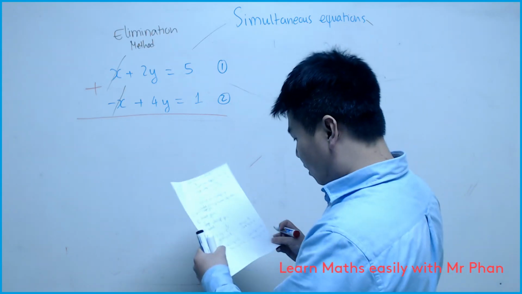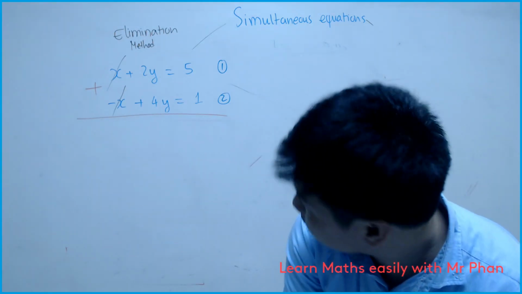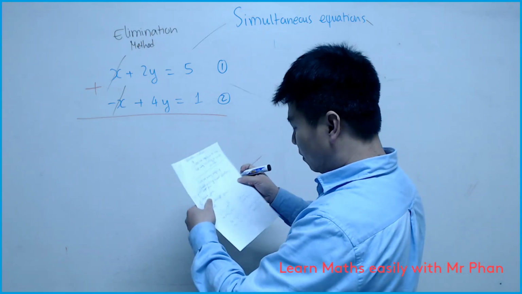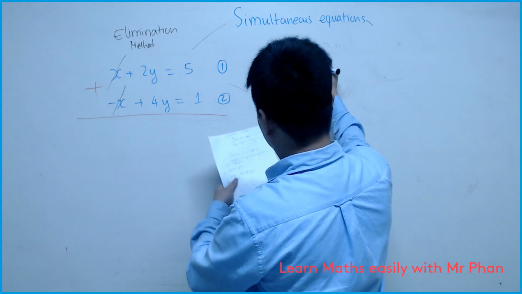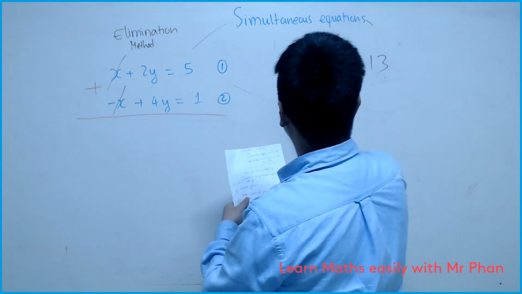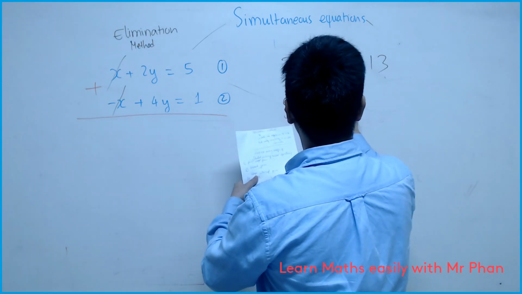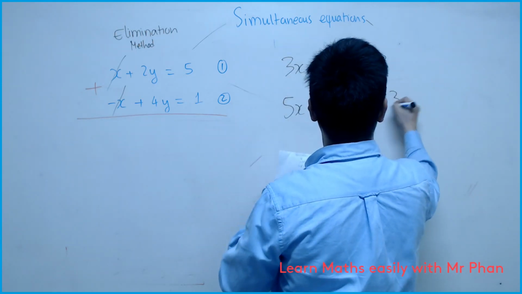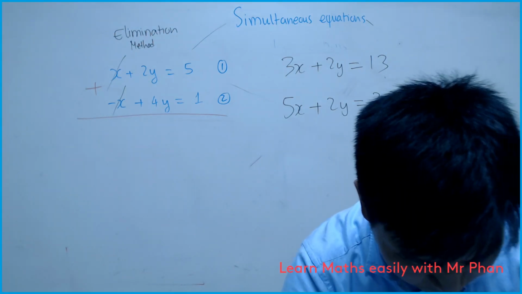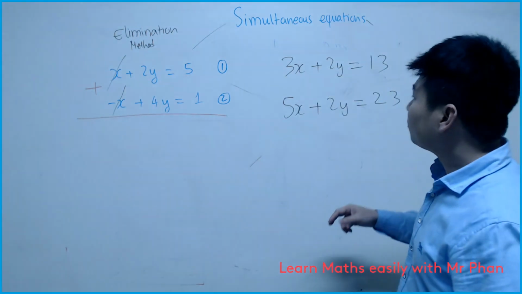I got a different one. Give me a second. Okay, for example, I have 3x plus 2y equals 13, and I have 5x plus 2y equals 23. In this case, I'm not adding up. And you look carefully here.